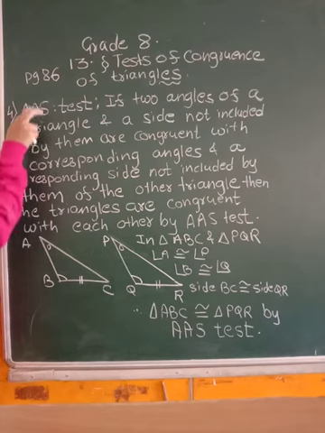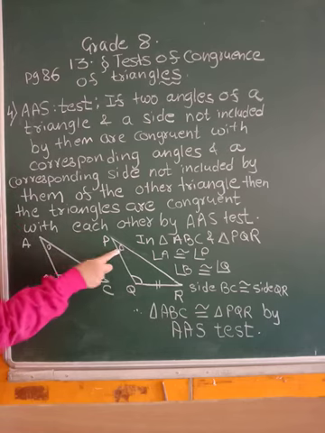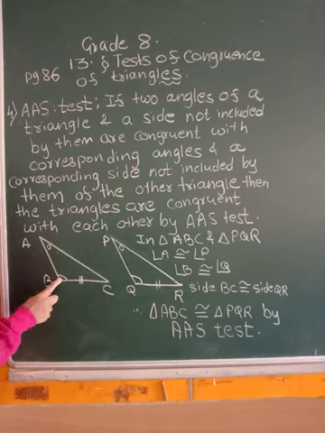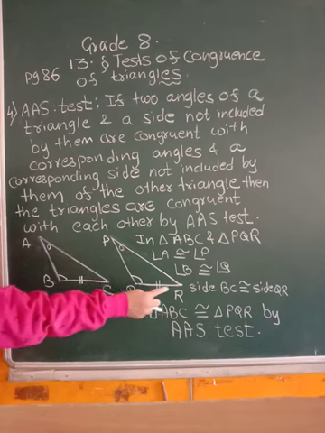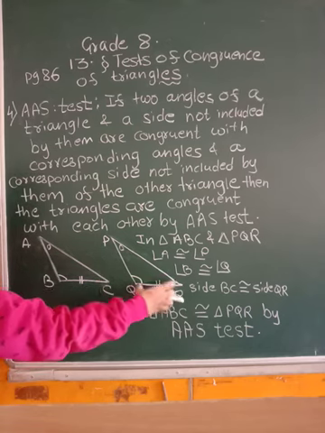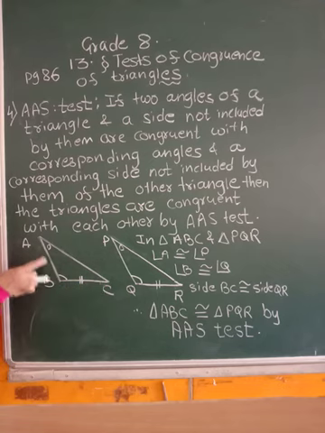Now this side is not between the angles. That means this is a non-included side. Okay, look at these two triangles. Angle A is equal to angle P. Angle B is equal to angle Q. Now this angle is like this. And angle B is like this. This is the included side, but this is not involved. BC side is equal to QR side, given. This is the non-included side. That means this side is not common. Okay. This side is not common for both, or it is not included in both these angles.